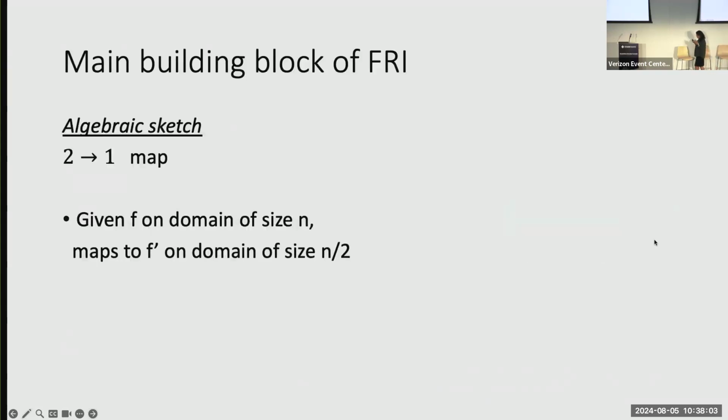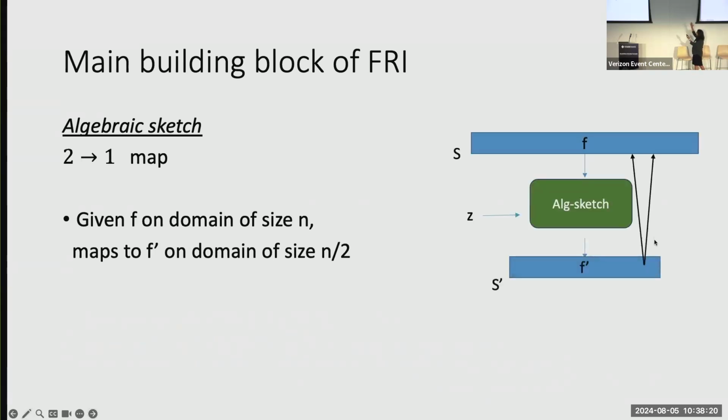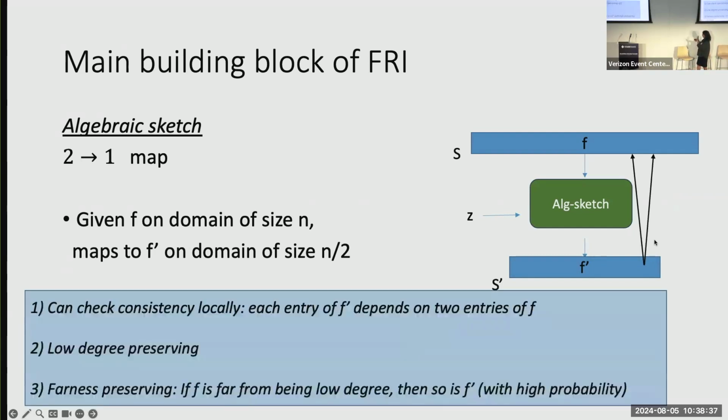Okay, so the main building block of FRI, and again we saw this in Swastik's talk as well as Ali's talk, is an algebraic sketch or a folding. So you have a function evaluated on a domain of size n, this algebraic sketch of folding gives you a way of taking a function and compressing it to another function, f prime, on a domain of size n over 2, if you do a 2-to-1 folding. And it takes a random series input and computes this map. I will briefly describe what this function is, but we don't really need to go into the details of what it is for the purposes of the talk.